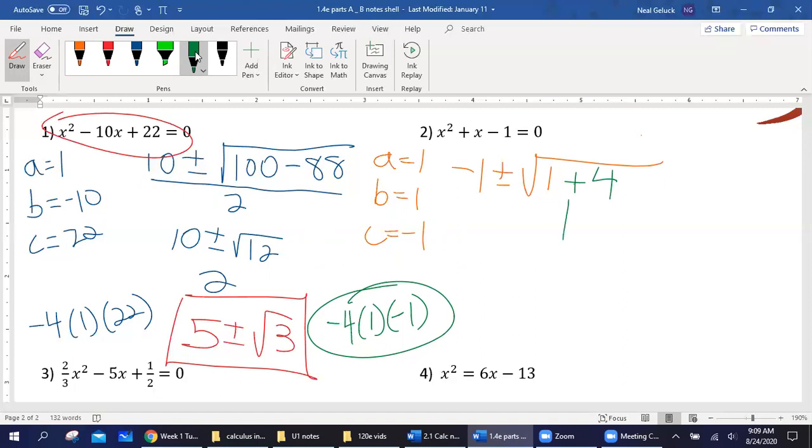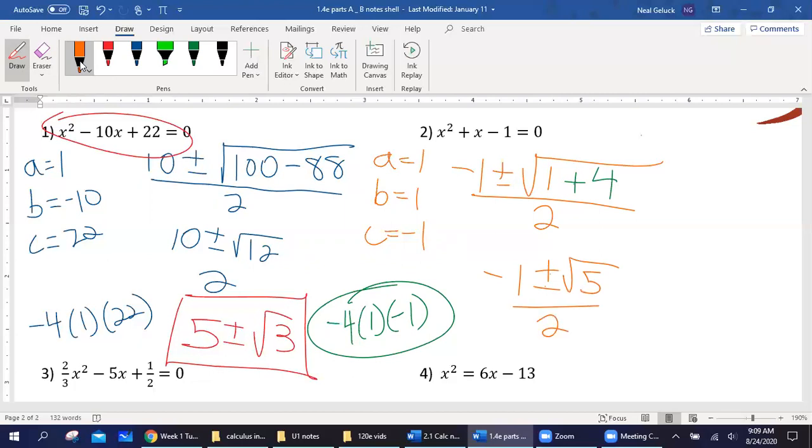Sometimes students think that this has to always be a minus sign. Well, no. Negative times a negative becomes positive. And that's all over 2 times 1, which is 2. So I've got negative 1 plus or minus the square root of 5 all over 2.